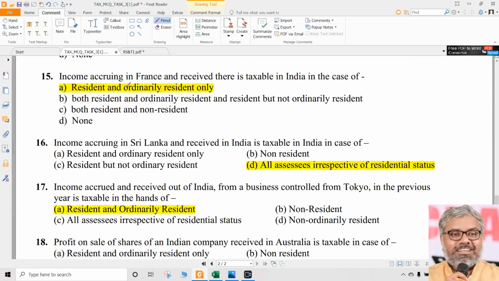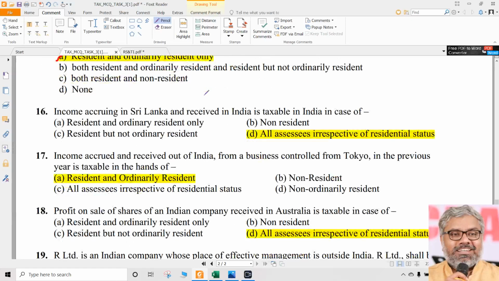Question number 15: income accruing in France and received there is taxable in India in case of resident and ordinarily resident only. Once again, the same question but asked in a different way. Income accrued where? Outside India, that is in France, and received where? There only. So accrued outside India, received also outside India. How will it be taxable?